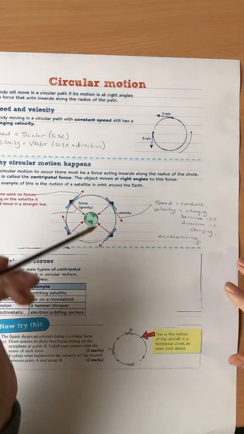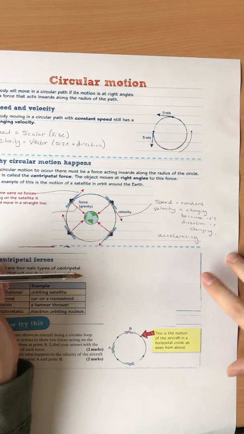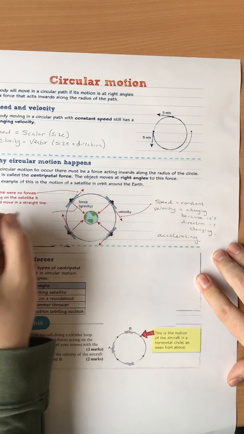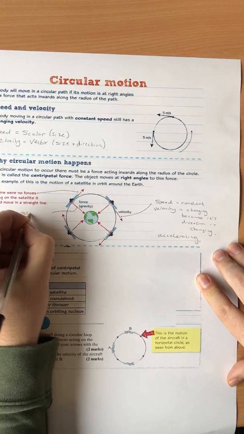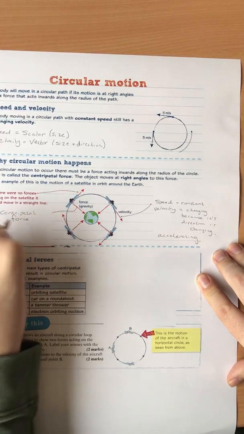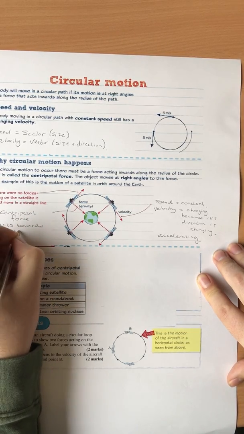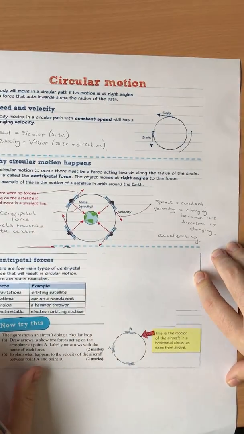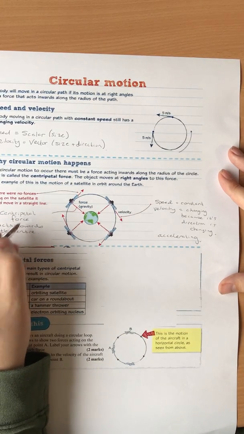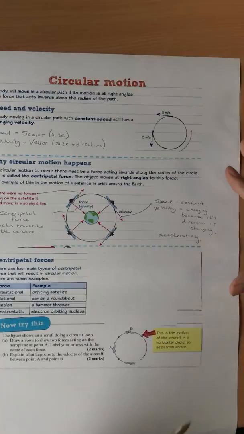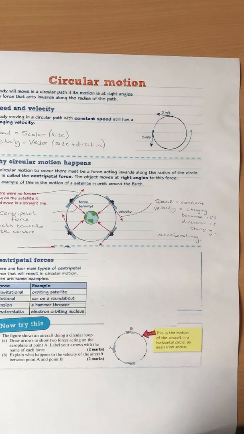Also, there is a force that acts towards the center of the circle. In this case, the force is gravity. These forces have a special name and it's known as centripetal force. The centripetal force always acts towards the center. And in this example, because of the satellite orbiting Earth, the centripetal force is actually gravity. If that force was not there, the satellite would just drift out into outer space and it would not move in a circular motion.